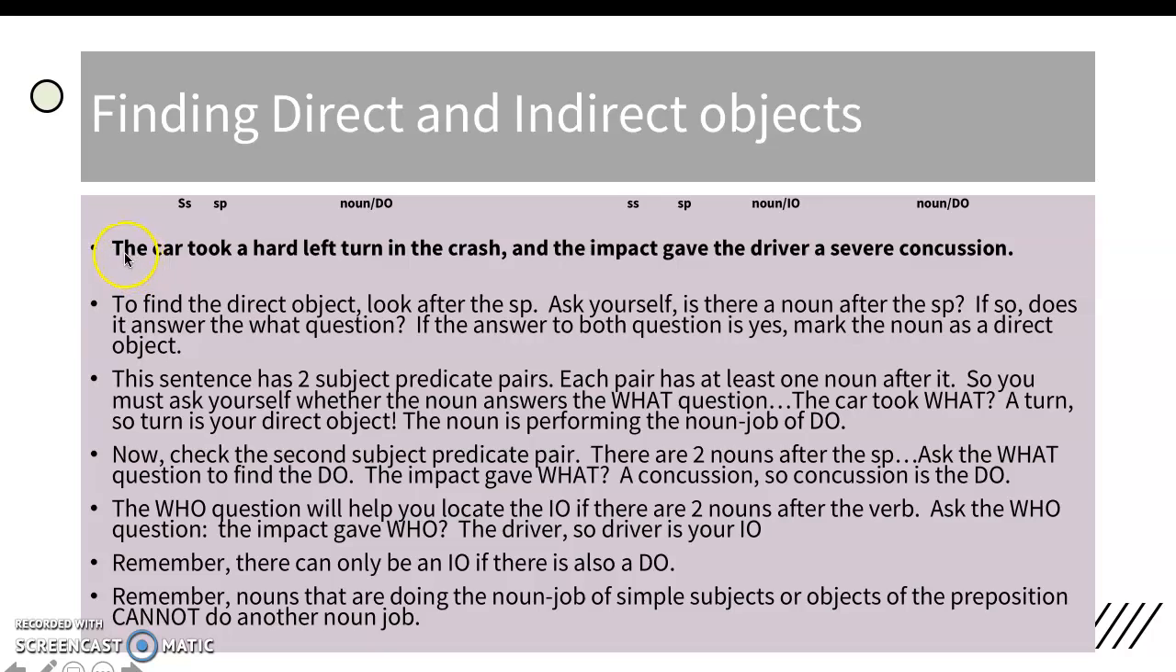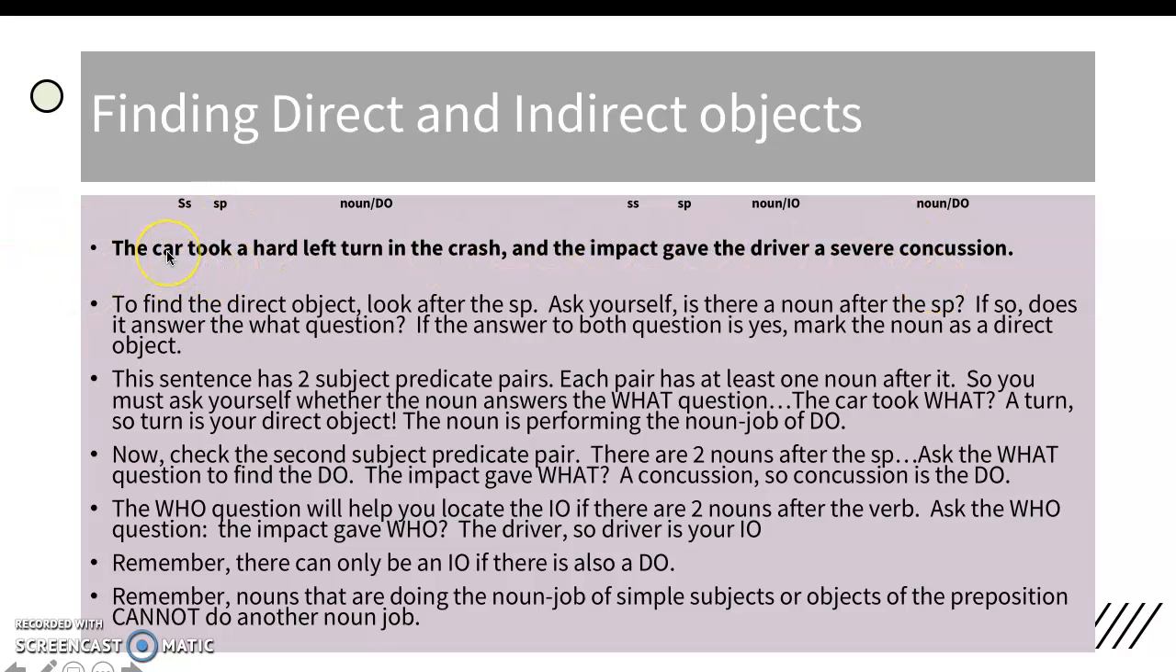All right, check out our sentence here. The car took a hard left turn in the crash, and the impact gave the driver a severe concussion. All right, we've got a subject-predicate pair here. Now that you would already have marked on day 2, on Tuesday, when you do the parts of the sentence. So you already would have done that, okay? You would also know if there were any nouns because you would have marked that on day 1, okay?